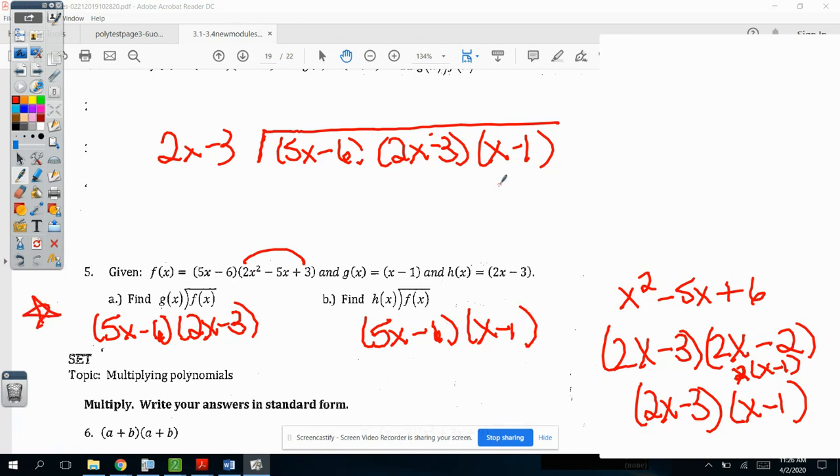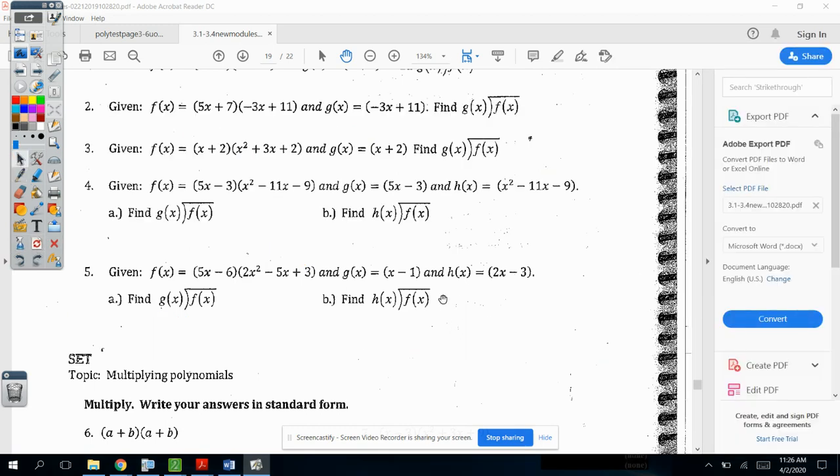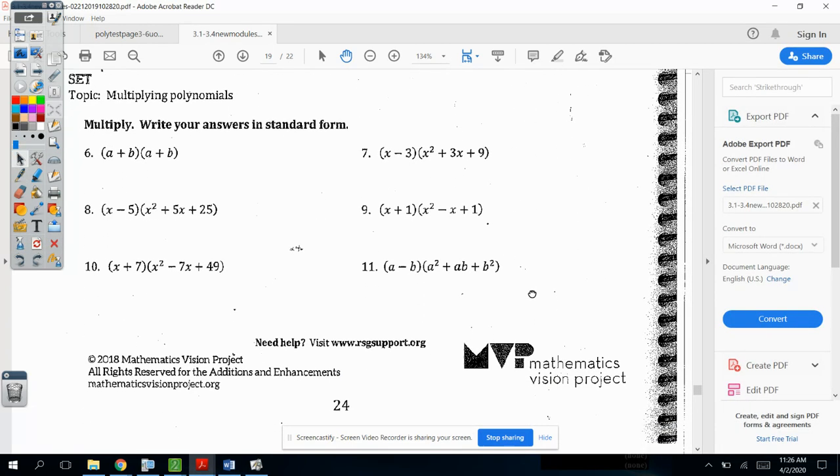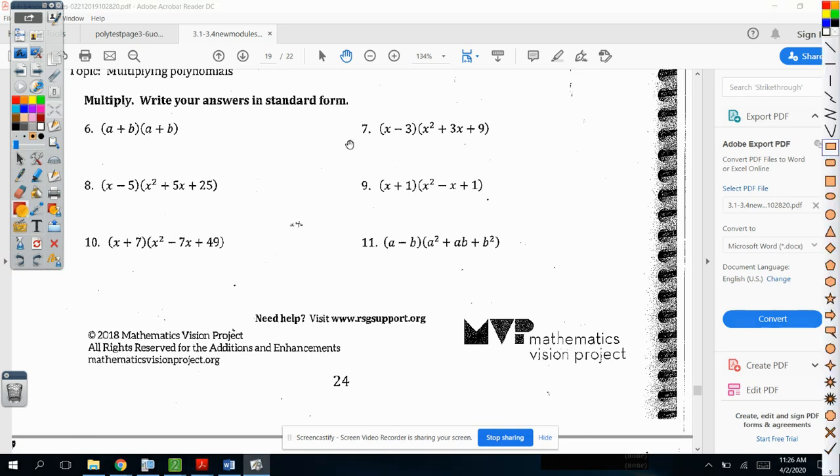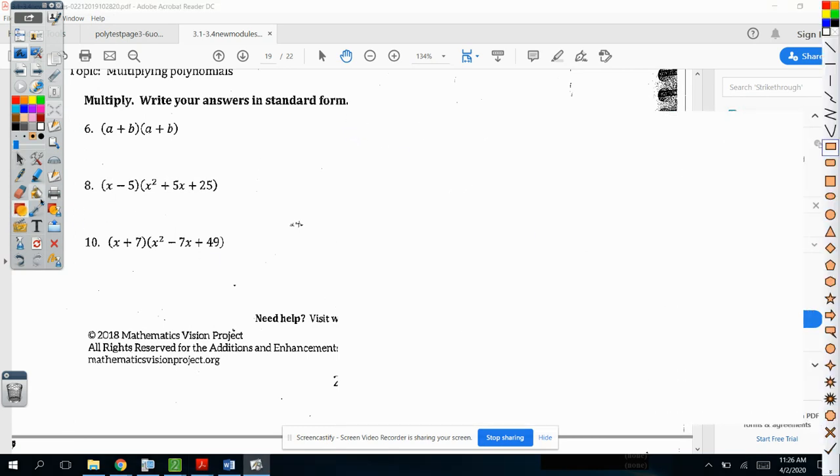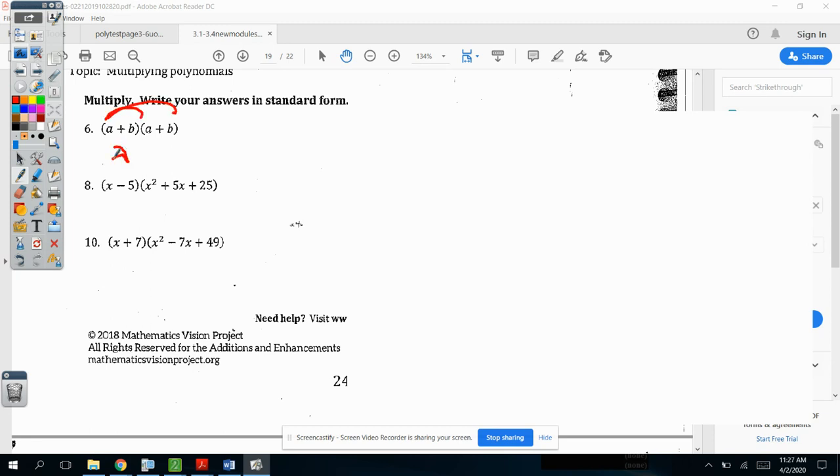That's actually new to this worksheet. I've never done that before, but I liked it, and we'll be doing some division next week. This little introduction to it. I'm going to look at 6 and 8 here. Okay, just double distribute. This is the most commonly missed problem in all of Algebra 3.